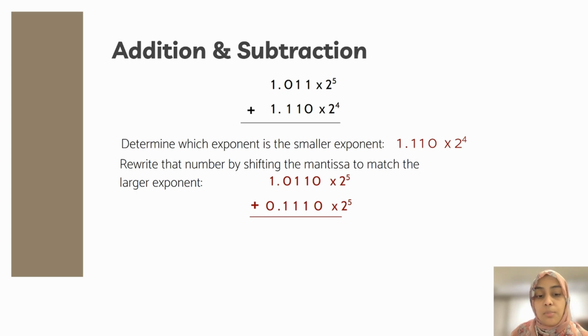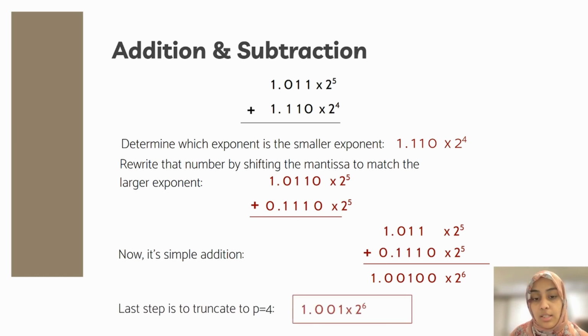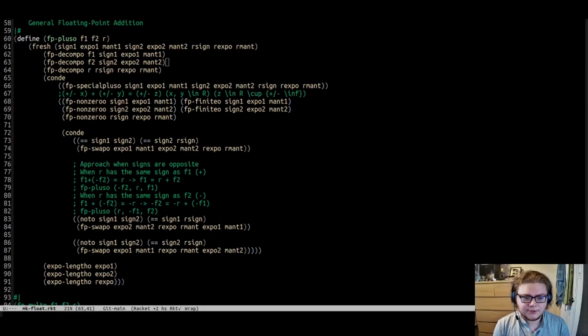Now we just need to do simple addition by adding along the columns. And our last step is to truncate the result to ensure that precision is equal to 4, and hence this is our result. Lucas will be showing the implementation of the addition-subtraction relation, along with examples to show how the relation works. Here is the code for FP plus O.